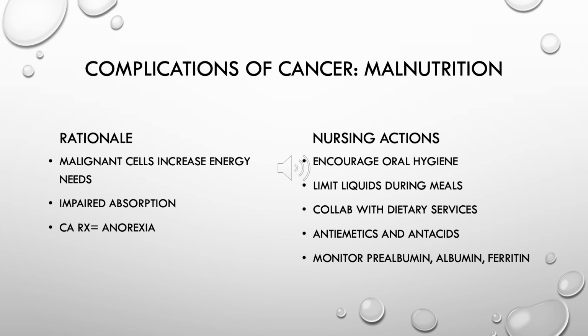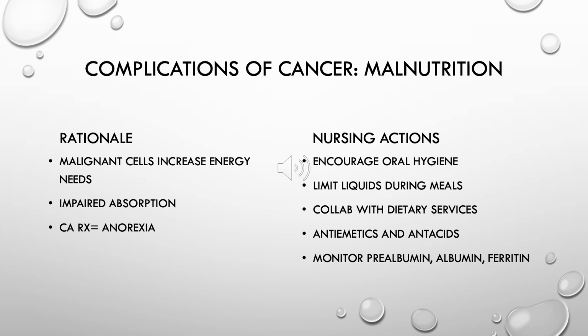They could have impaired absorption, like if they have cancer in their GI tract. They could have anorexia due to the cancer treatment, like chemotherapy or radiation treatment. They can get sore mouths, okay? I'm going to talk about that later, but that could lead to malnutrition as well.